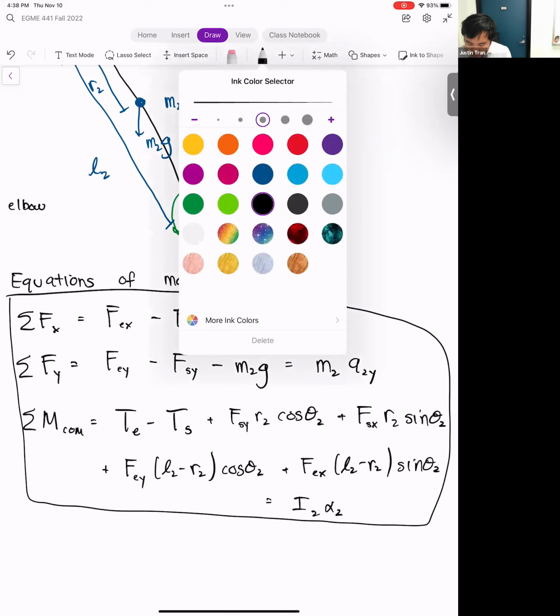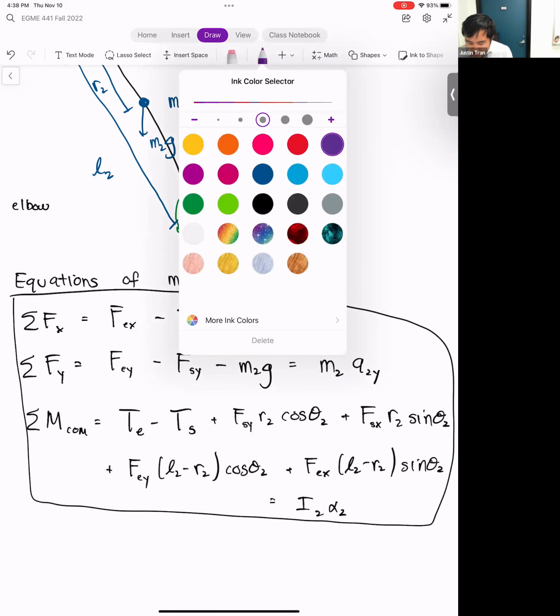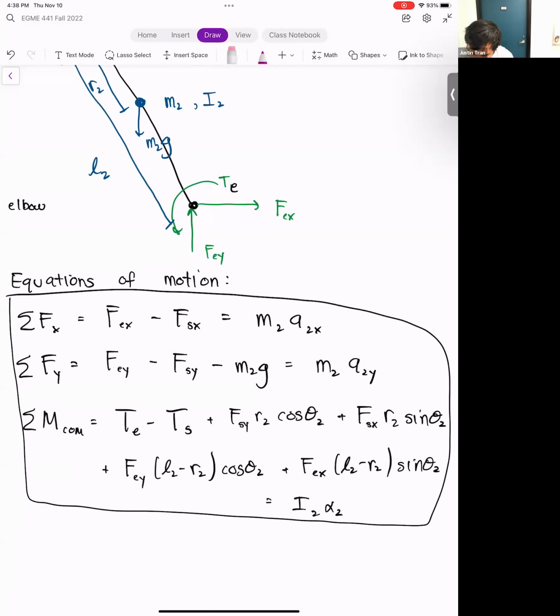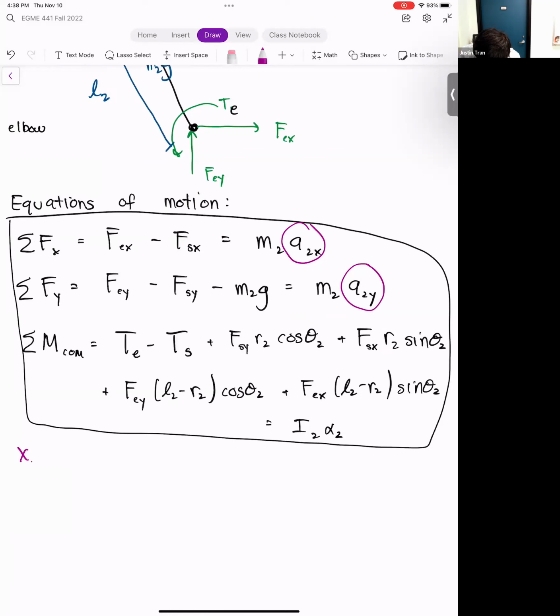So here are three equations, but just like before, we're not quite done yet. We need to find expressions for A2y and A2x. This one is a little bit simpler because the center of mass is a lot closer to the shoulder, so our expressions for the acceleration are not going to be as big. For instance, the x position of the upper arm center of mass is just R2 cosine theta 2. Just one term.